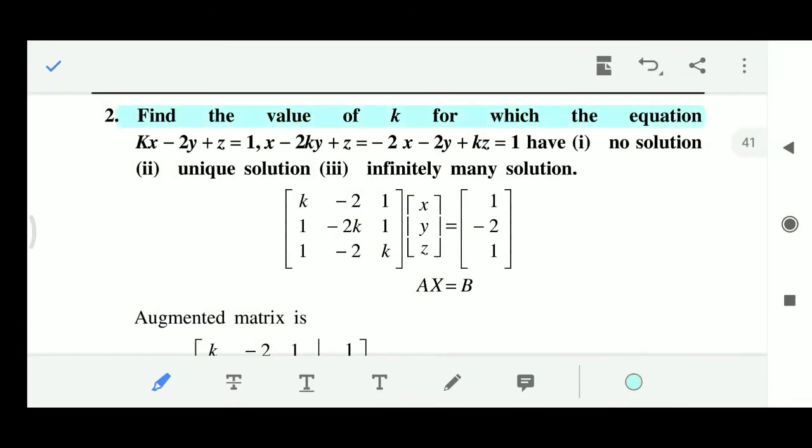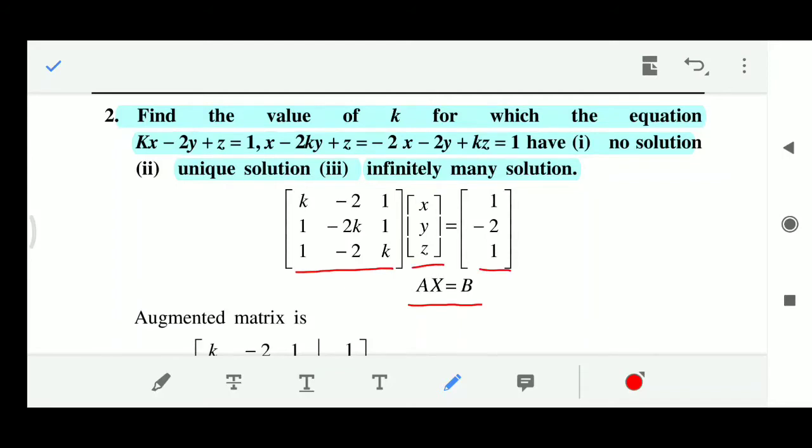Next we will move to the second sum. In exercise 1.6, find the value of k for which the equations kx minus 2y plus z equal to 1, x minus 2ky plus z equal to minus 2, x minus 2y plus kz equal to 1 have no solution, the second one unique solution, and the third one infinitely many solutions.